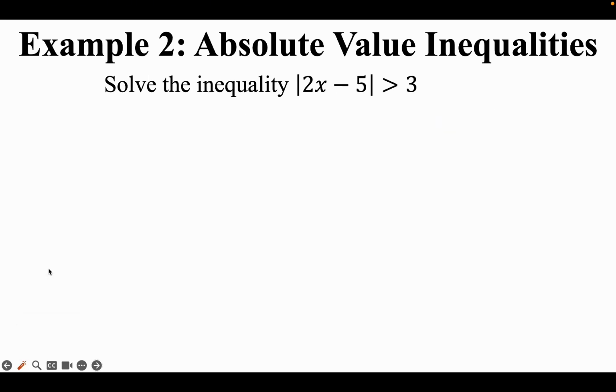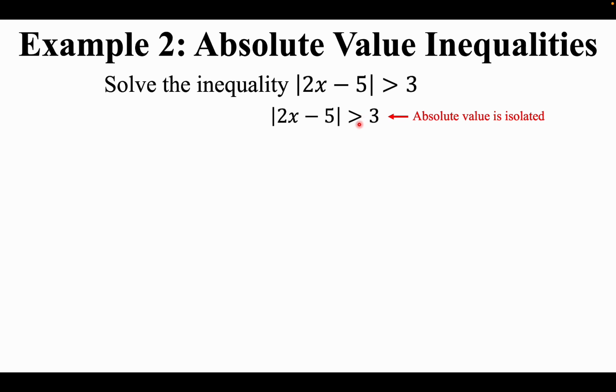All right, let's look at this example here. We want to solve the inequality: absolute value of 2x minus 5 is bigger than 3. What you notice here is that the absolute value is already isolated, so step 1 is already done. Once you isolate the absolute value, you have to decide whether you have case 1 or case 2 type. Let's look at the symbol.